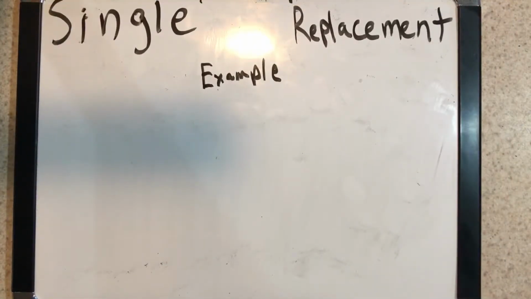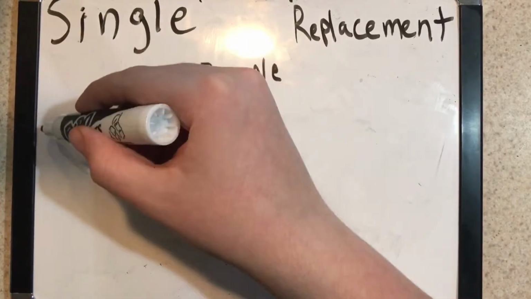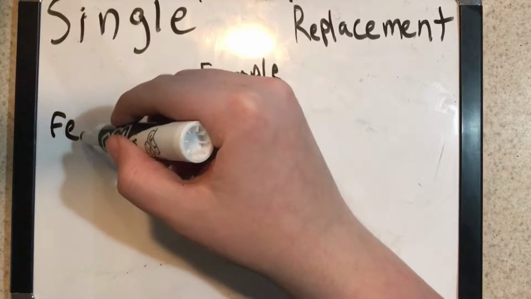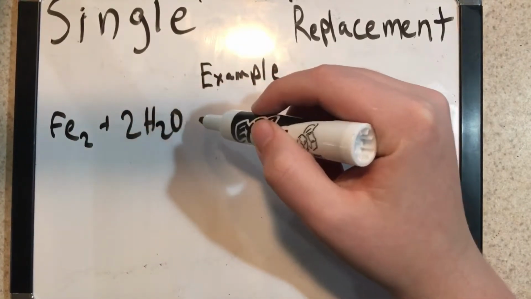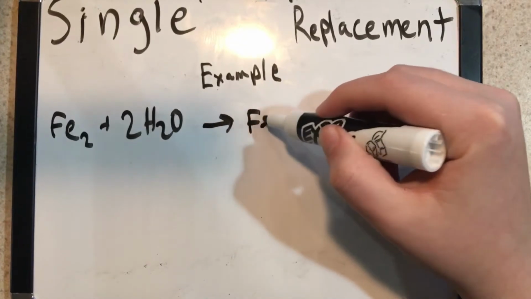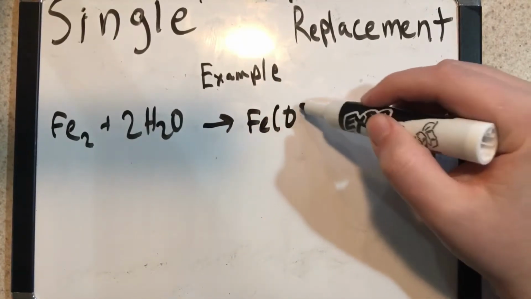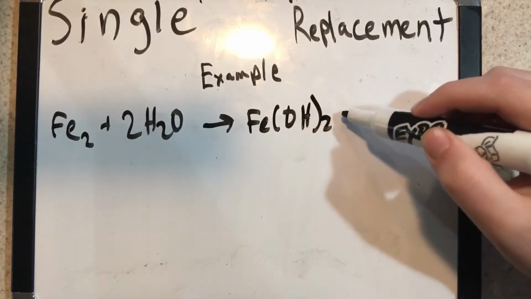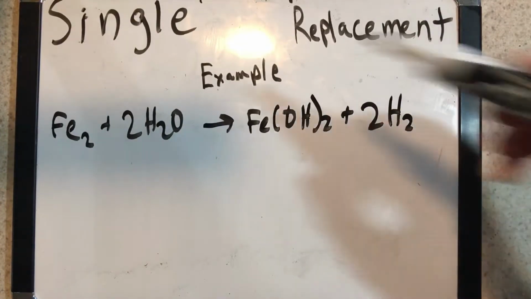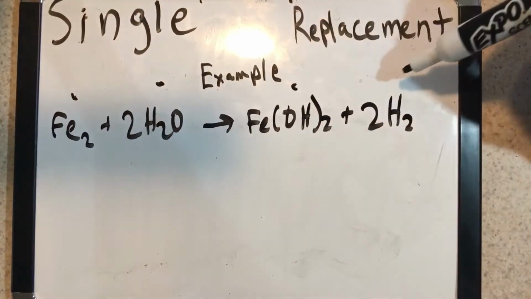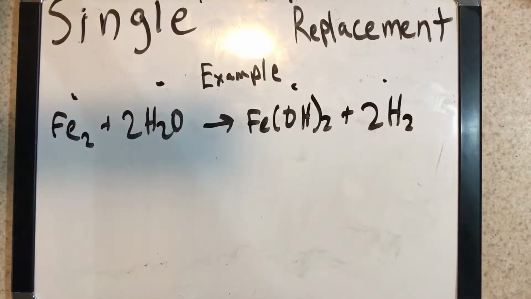An example of a single replacement reaction would be the rusting of galvanized steel, which is written in the equation Fe2 plus 2H2O yields FeOH2 and 2H2. Now this is iron, water, iron hydroxide, and hydrogen.